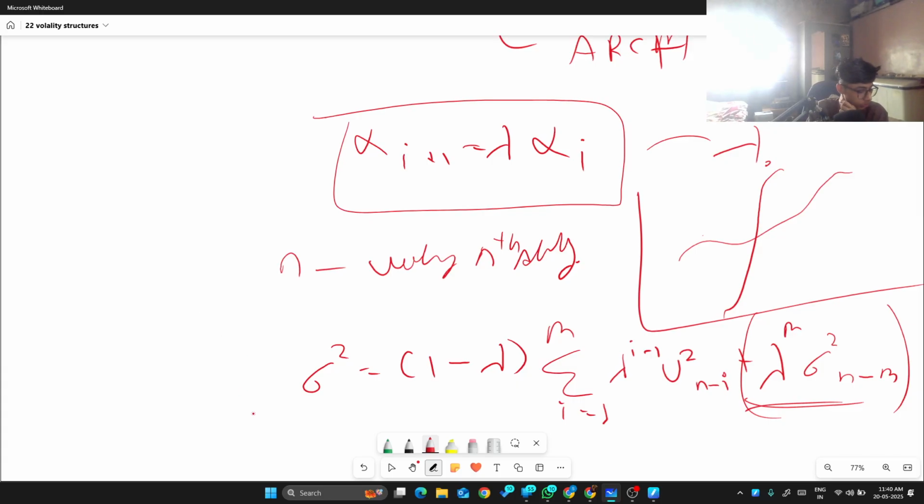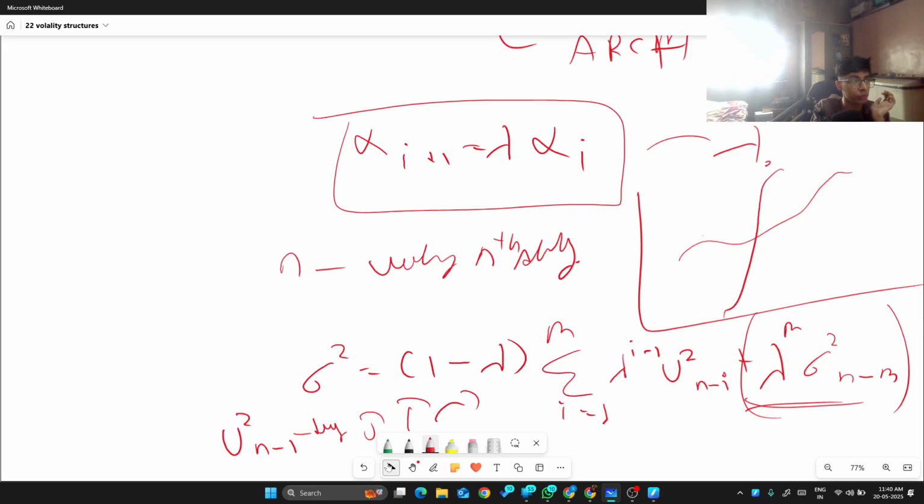If u squared n minus 1 has a large value, then the price will go up because of the weight given to it exponentially. And if it is low, then the price will go down. You have to understand that.